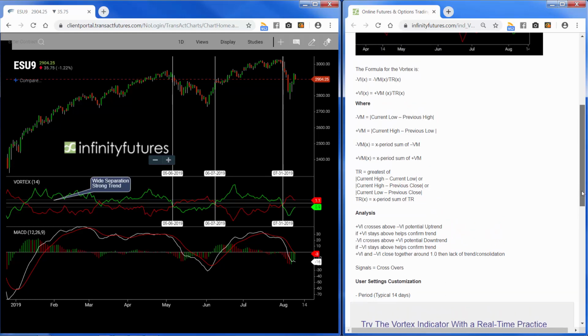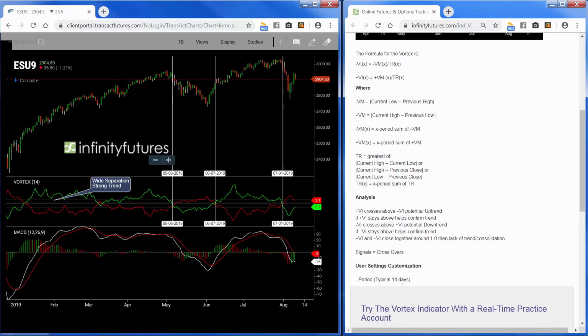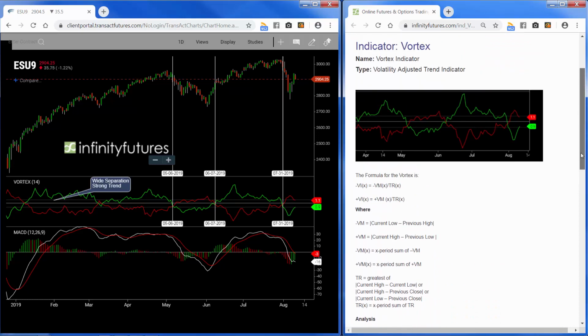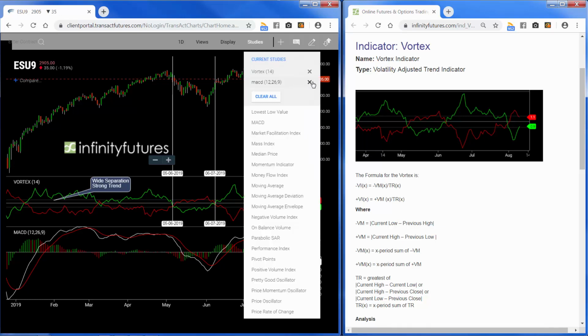I've seen people use 14 periods, not necessarily days, but 14 periods. I've seen traders and analysts use 25 as another popular way to go. So that's the Vortex. It's easy to add through the studies area, and easy to adjust through the studies area on the Infinity AT charts.